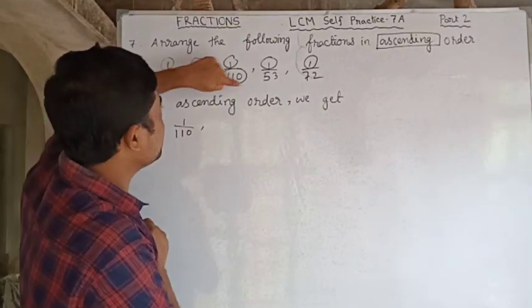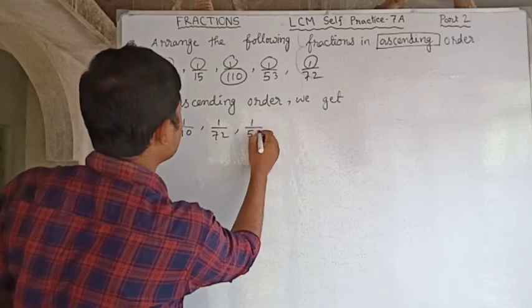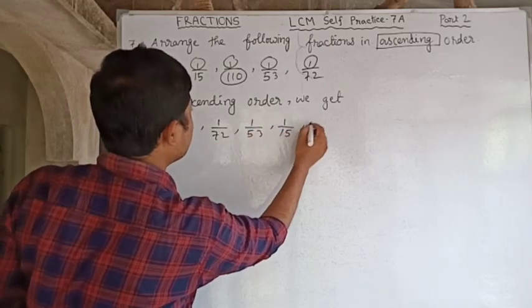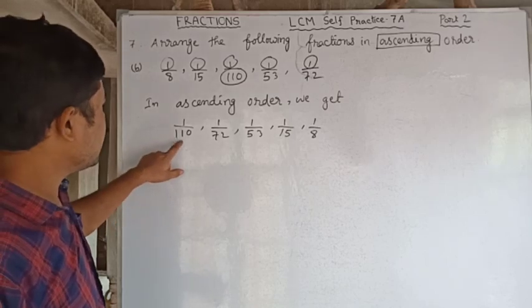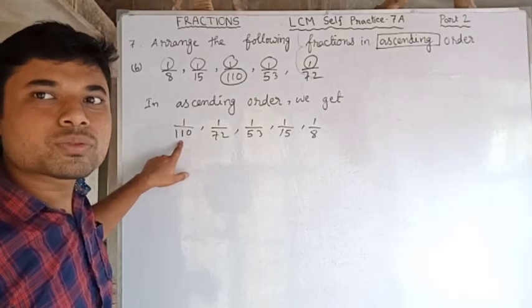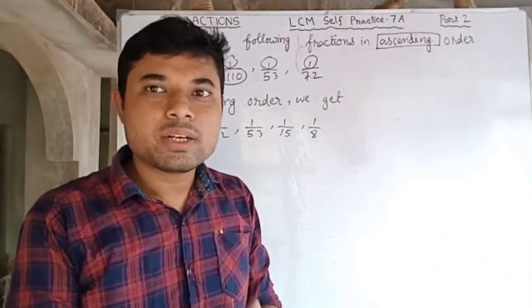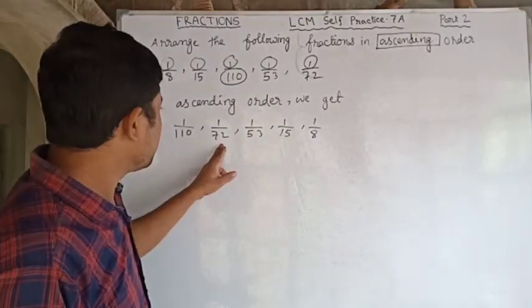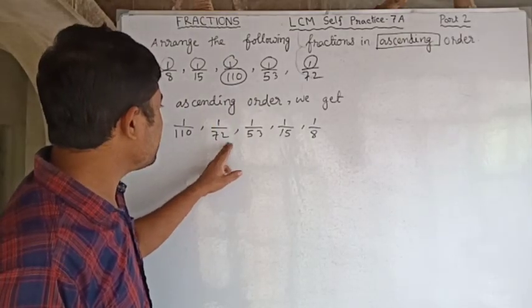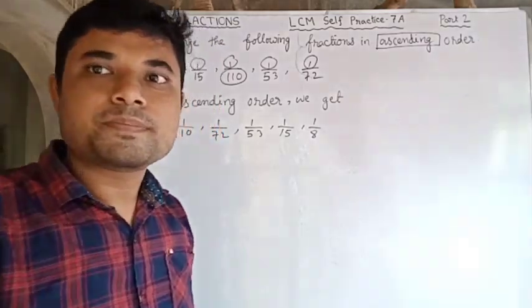After 1/10, 1/72, so 1/72, then 1/53, then 1/15, then 1/8. Look, the larger denominator is the smaller fraction. Because you have to find the ascending order, first the smaller number, then the next, like 1/72 like this. Is it clear, my dear student? Okay, so hope you understand it.